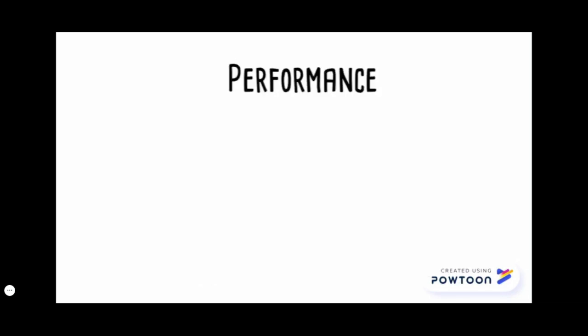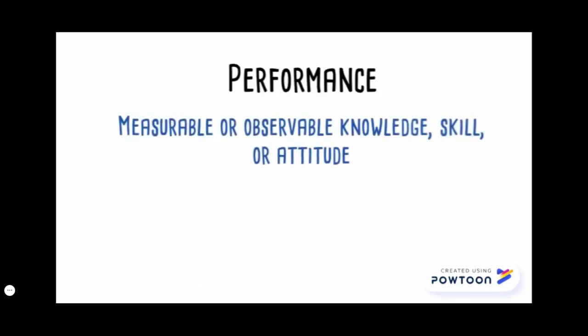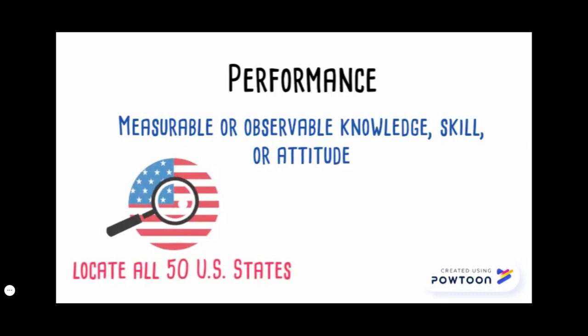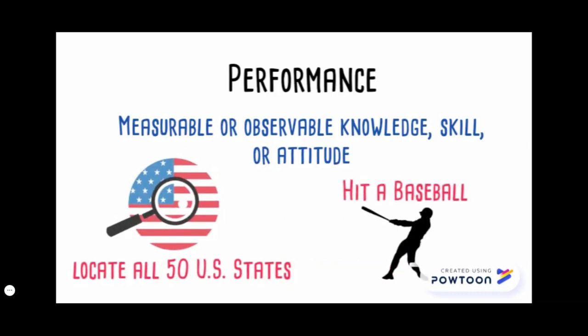The second part is performance. Basically, it's what the goal of instruction is. Performance is a measurable or observable knowledge, skill, or attitude. For example, locate all 50 US states, or hit a baseball.